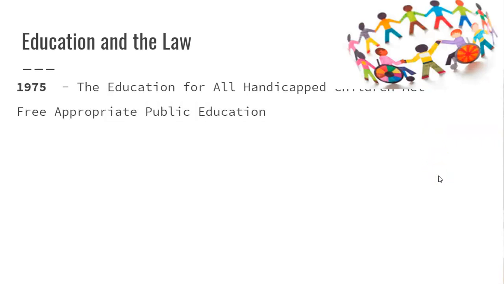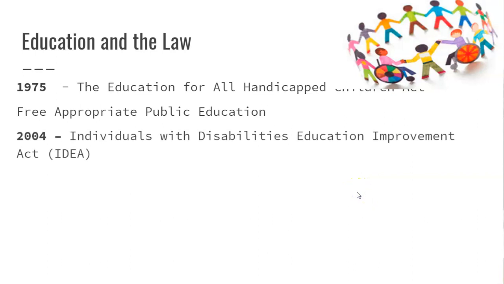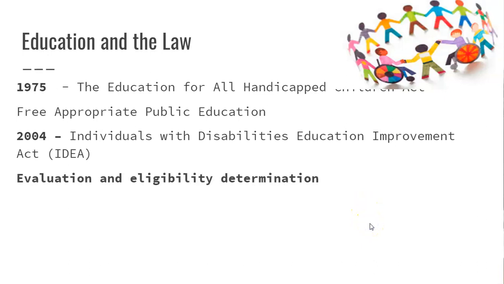So before the 1970s, the education system could actually refuse to educate children that were disabled. But in 1975, that was the Education for All Handicapped Individuals Act. And so that provided free, appropriate public education. In 2004, they came up with the Individuals with Disabilities Education Improvement Act. And that gave specific rules and regulations for children that had disabilities.